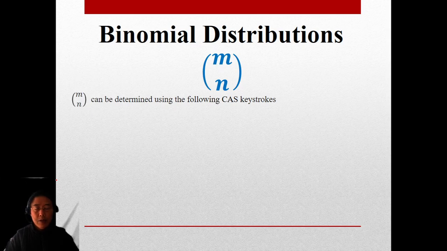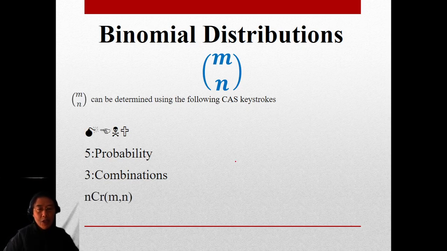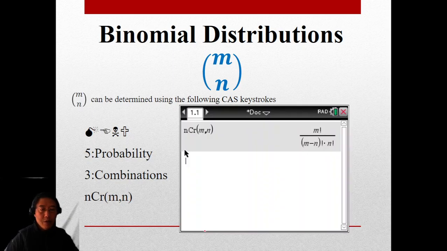Alright, you can also do that on the CAS calculator. In the calc page, you can recall the nCr function, menu 5, 3, and in brackets you have the 2 values. Here as an example, they left m and n as variables, so it will give you the formula, and here with 5 and 3 we get the same answer.